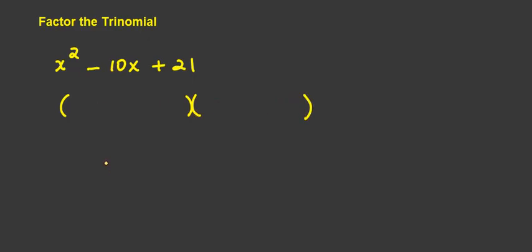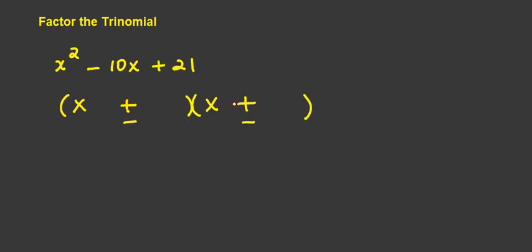Always start with the first term, x squared. We know that x times x gives us x squared, so we know it's going to be x here and x here. We then go to the last term. Now, we can tell a lot by the signs here. This is a plus 21, so whatever I put here is going to have to be a plus and a plus, because a positive times a positive will give me a positive. Or they have to both be negative, because a negative times a negative would also give me a positive.